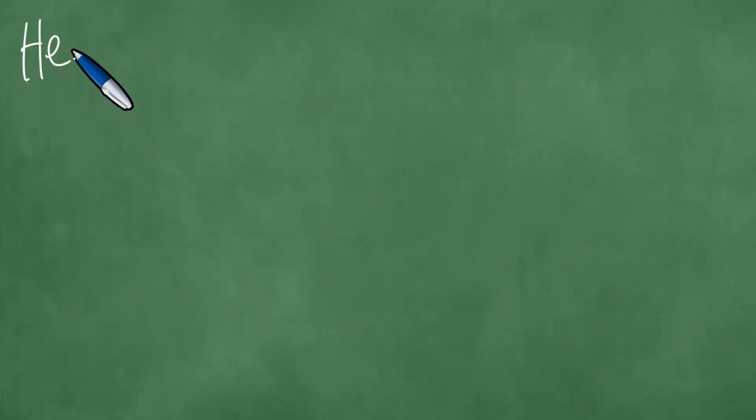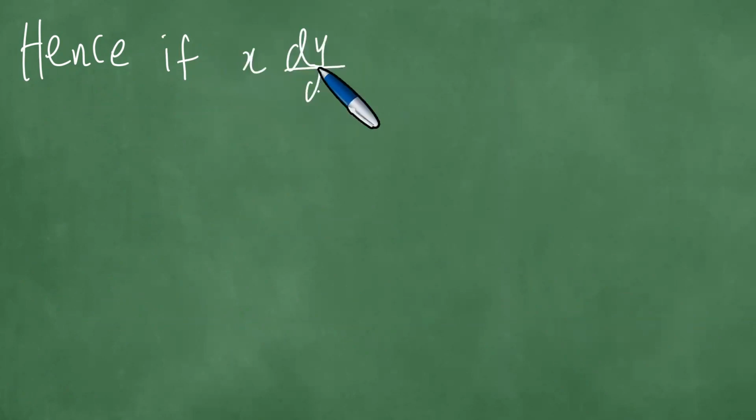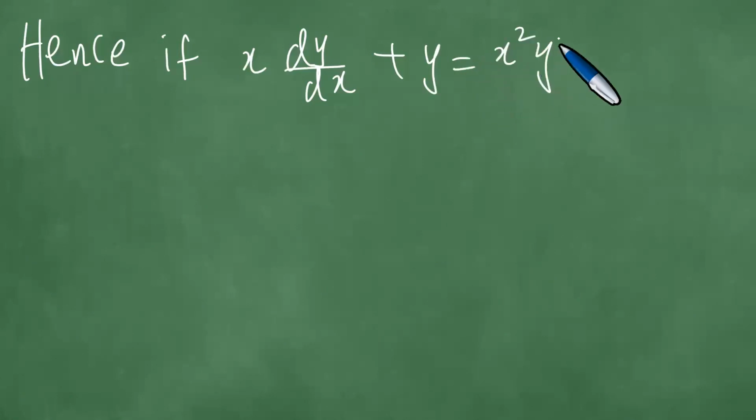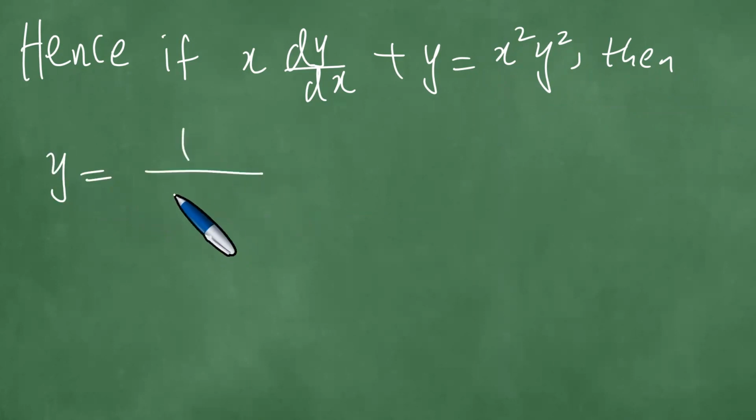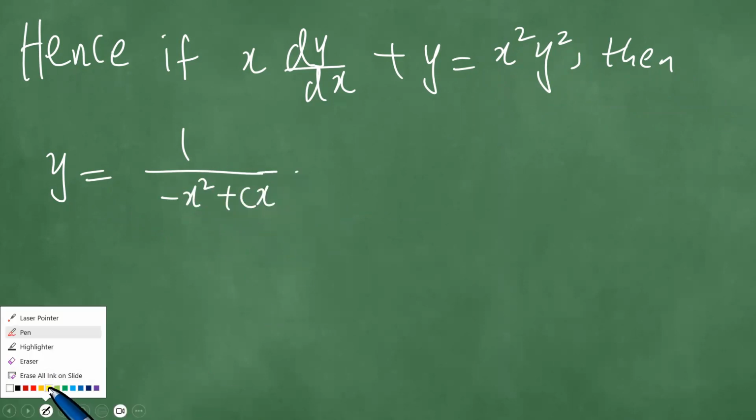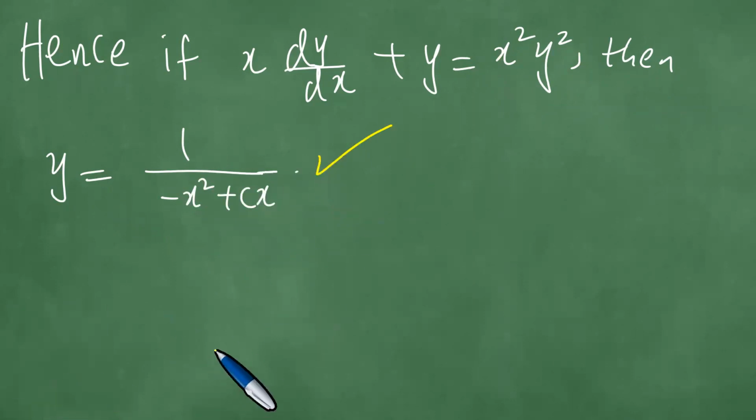Hence, if x dy/dx plus y is equal to x squared y squared, then y is equal to 1 divided by minus x squared plus cx. And this is the answer. And we have solved this problem in detail.